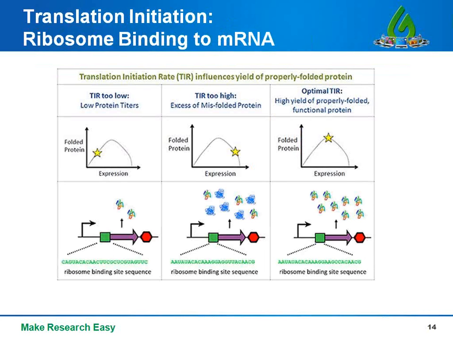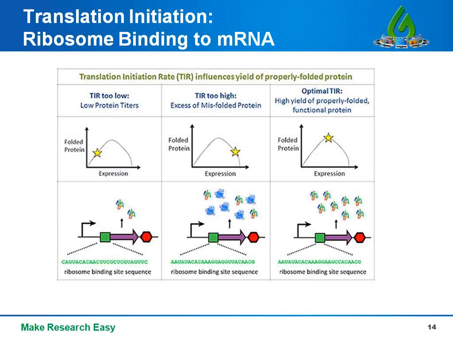Now, translation initiation is mediated by the ribosome binding to the mRNA. And translation initiation is often the rate-limiting step in protein expression in bacteria. If the ribosome doesn't bind to your mRNA very often or with very good affinity, you won't get much protein translated. On the other hand, a higher initiation rate does not always lead to higher final protein concentrations.